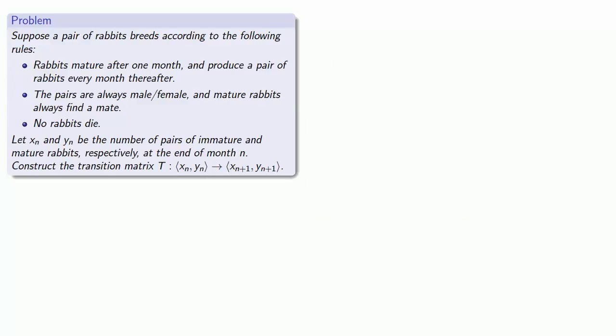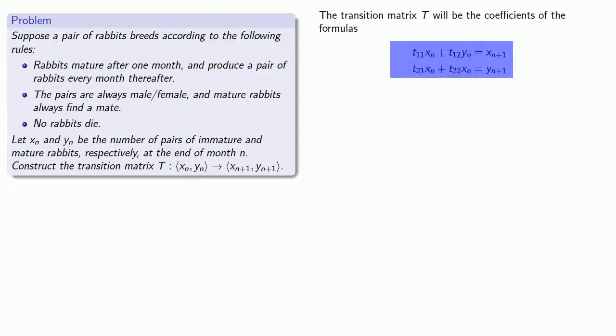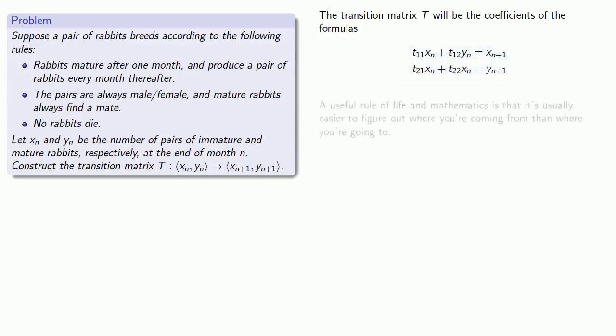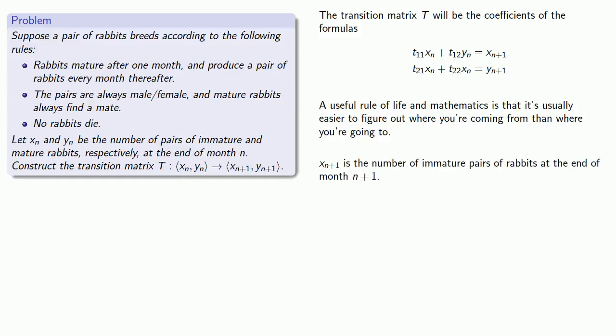The transition matrix T will be the coefficients of the formulas that give us the values of xn plus 1 and yn plus 1 from the values of xn and yn. So a useful rule of life and in mathematics is that it's usually easier to figure out where you're coming from than where you're going to. So let's consider this. This xn plus 1 is going to be the number of pairs of immature rabbits at the end of month n plus 1. Now by our assumption, every pair of mature rabbits produces a pair of immature rabbits. So that means xn plus 1 will be equal to yn.